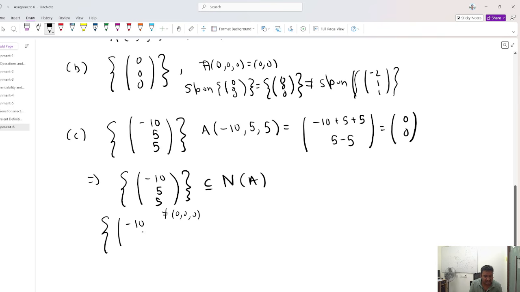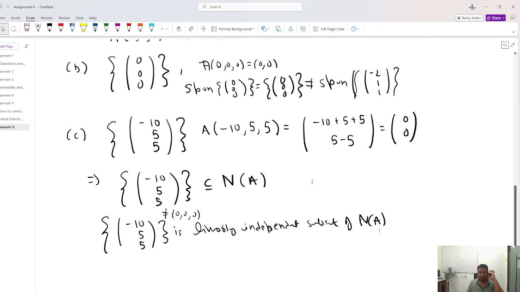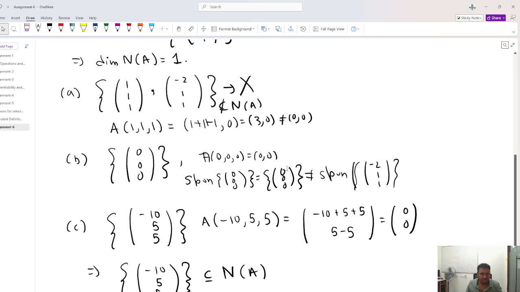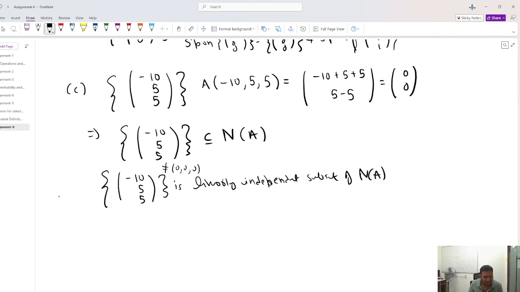So (-10, 5, 5) is a linearly independent subset of NA. What is the dimension of NA, guys? 1, right? So it's the maximal, right? What is the dimension? Dimension is the cardinality of the basis. So it is one of the maximal linearly independent sets, right? So you can have different bases, no issues. So in fact, this is a basis.